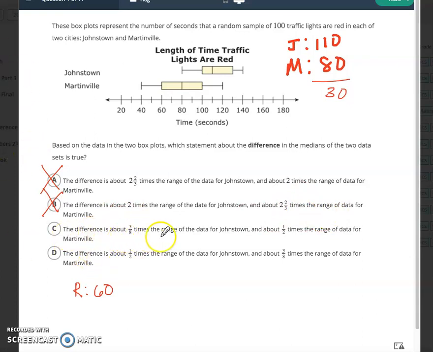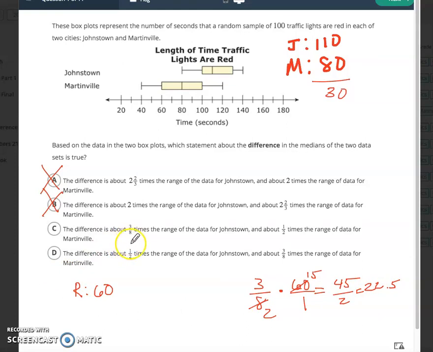The difference is about 3/8 times the range of the data for Johnstown. So again, the range for Johnstown is 60. Does 30 represent 3/8 of 60? So 3/8 of 60 means 3/8 times 60. So we go ahead and do all this. I can cross simplify here. 4 goes into here 2 times, 4 goes into there 15 times. So I'm going to get 45 over 2, which equals 22.5.